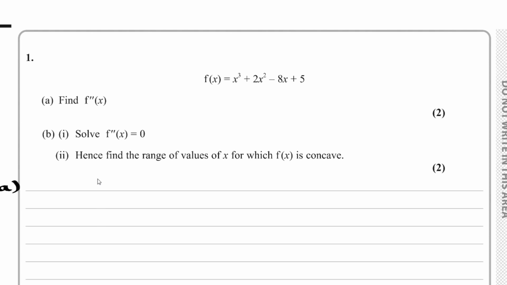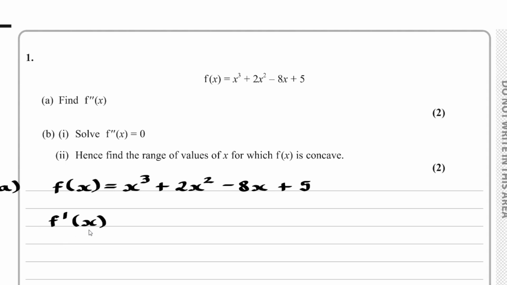With part A, we are given f of x as shown here. To find f double dash of x, we are required to differentiate f of x twice. If we differentiate f of x once, we end up with the first derivative, f dash of x, differentiating each term.